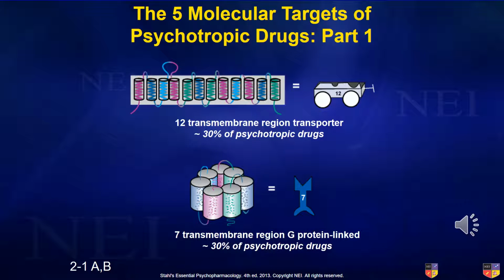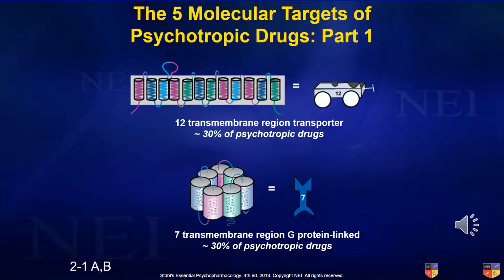If you are looking at this in the PowerPoint slideshow presentation format, there are 3 slides connected to this idea of the molecular targets of our psychotropic drugs. How do our drugs work? One of the ways is that they block the transporter that takes the neurotransmitter from the synapse back up into the axon. So that is the 12-membrane region transporter, and about 30% of our medications work on this. Anything that says it is a reuptake transporter inhibitor, that's what these drugs are.